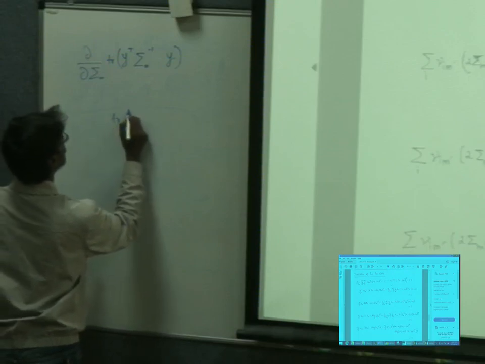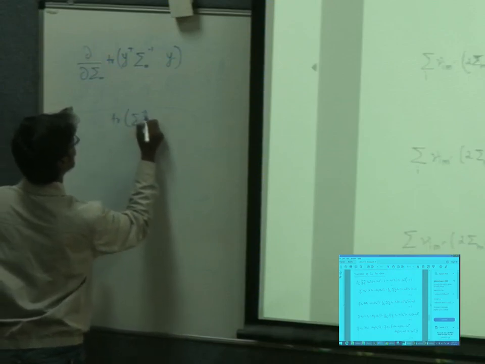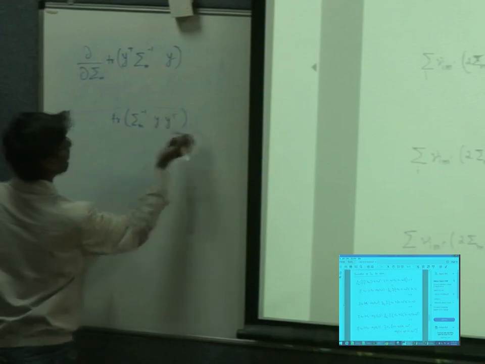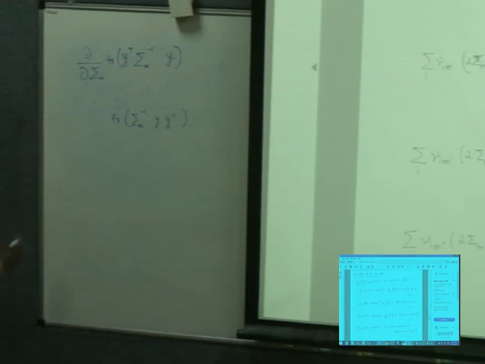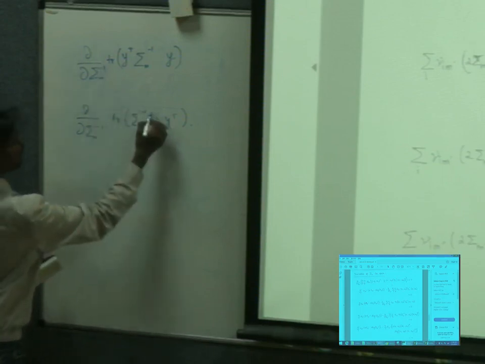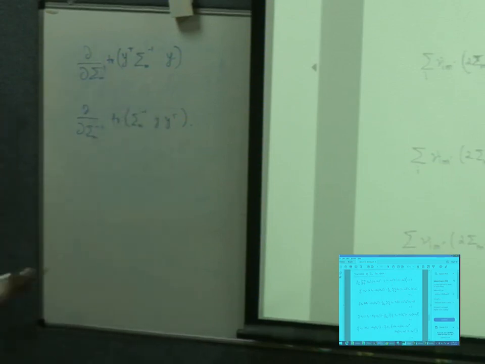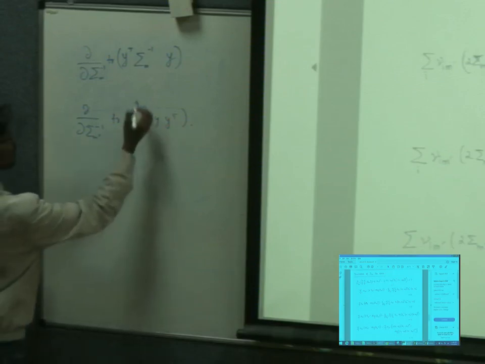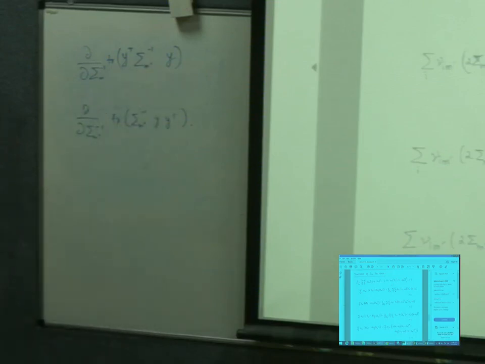So this is nothing but Y transpose. Okay, dou Y. Maybe M dash. So how do we solve this?